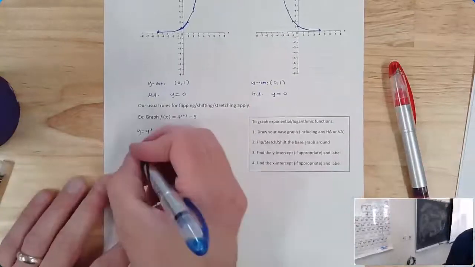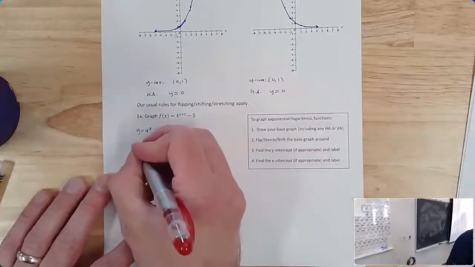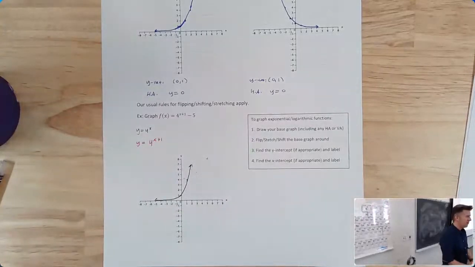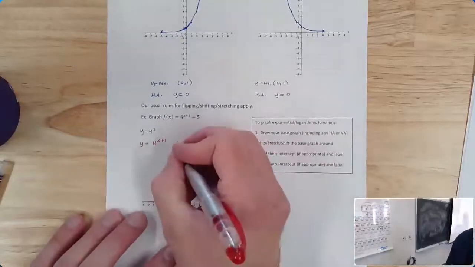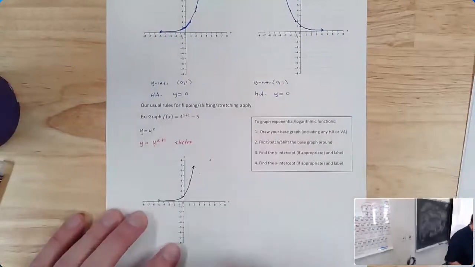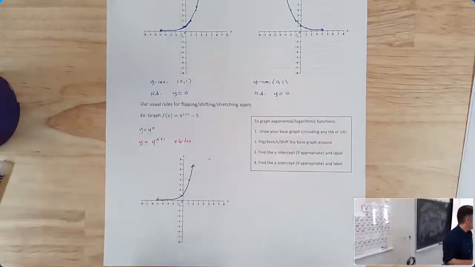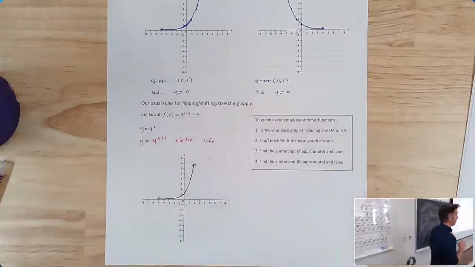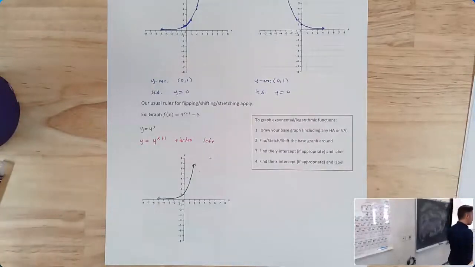So y equals 4 to the x plus 1 is going to shift me horizontally. And I don't remember, is it left or right? It's going to be left, right? The horizontal ones I always think of as counterintuitive, because you might think adding 1 would make you go to the right, but actually the x needs to be 1 less to counteract it.